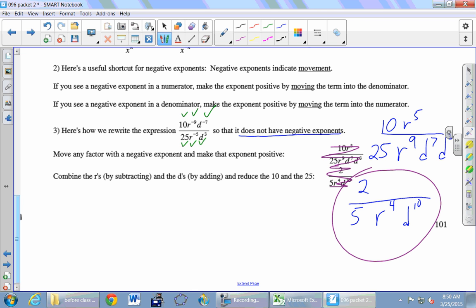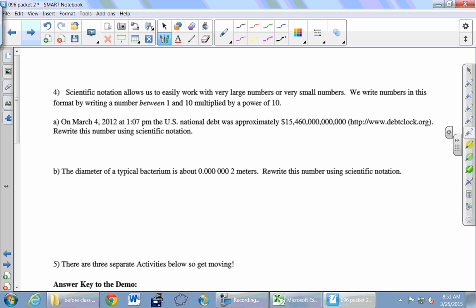Okay. So the last thing I want to demo today, and then you'll do the group thing, is on the next page. And it's all about something called scientific notation, which is related to exponents, which is why it's here in this section. Lucas, number 4. Scientific notation allows us to easily work with very large numbers and very small numbers. Numbers are formatted by writing, okay, so that's going to be our definition. It'll make sense once we look at these two examples. So we want a number between 1 and 10 multiplied by a power of 10.